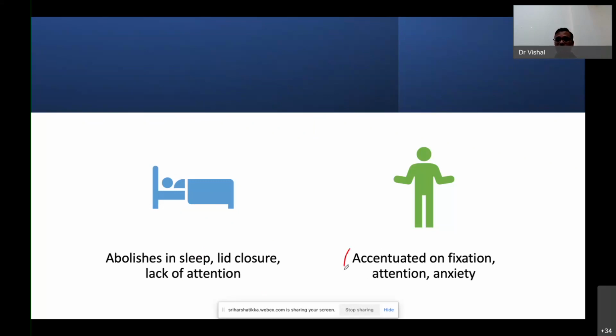And it accentuates on fixation. That's what is mentioned in the literature. Fixation enhances the nystagmus, but I will show you in one of my cases that on removing the fixation, the patient had an increase in the amplitude of the nystagmus. Other things which can accentuate the nystagmus are attention and anxiety.